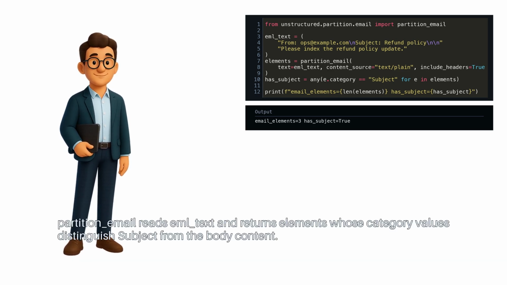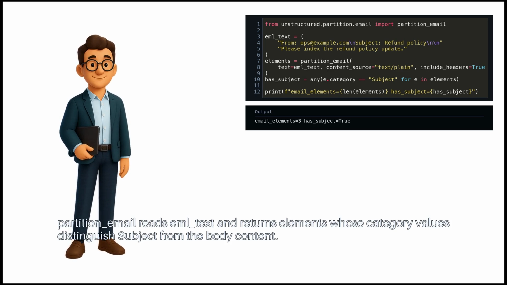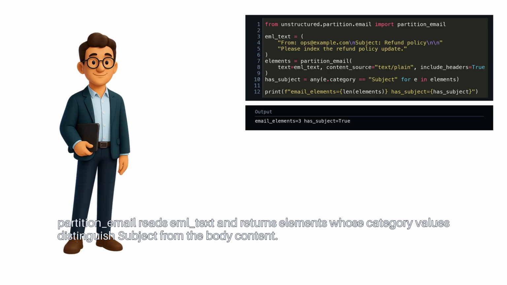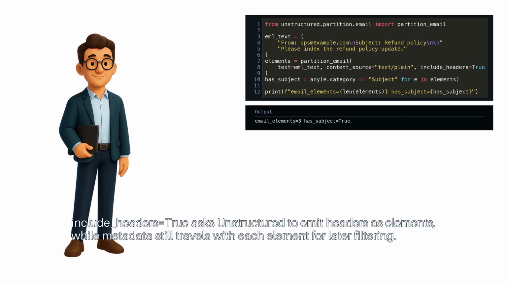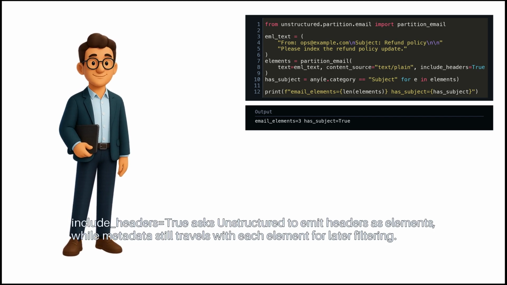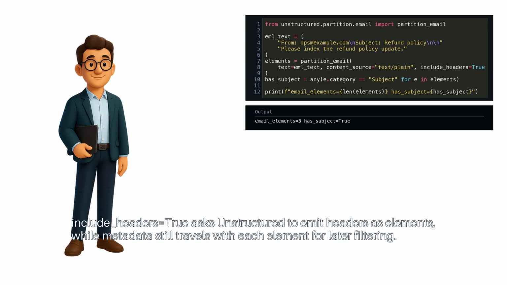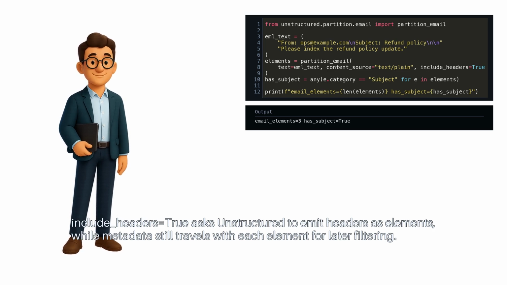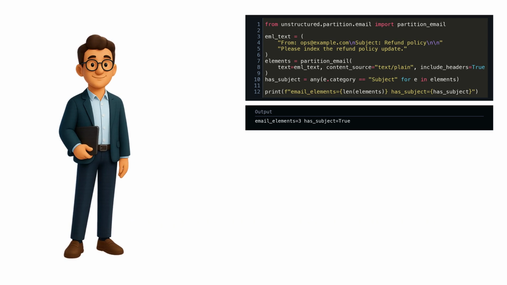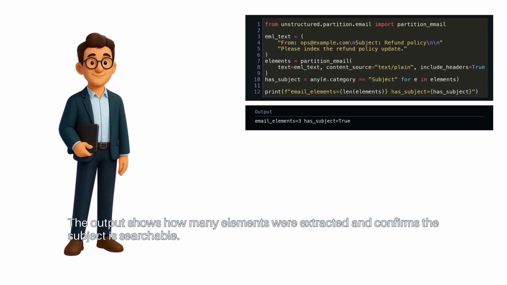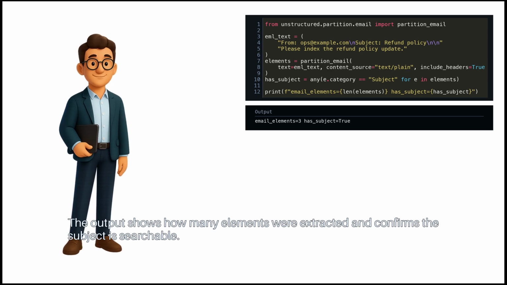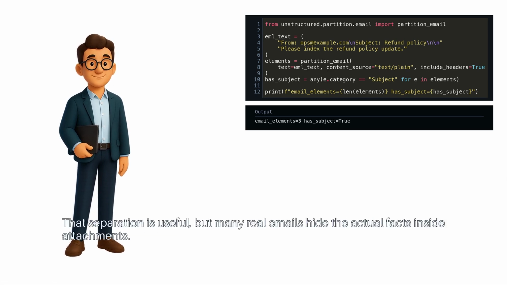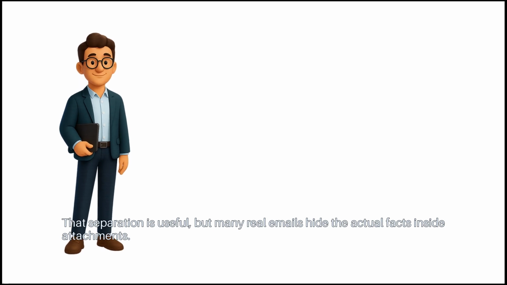partition_email reads EML text and returns elements whose category values distinguish subject from the body content. include_headers=True asks unstructured to emit headers as elements, while metadata still travels with each element for later filtering. The output shows how many elements were extracted and confirms the subject is searchable. That separation is useful, but many real emails hide the actual facts inside attachments.